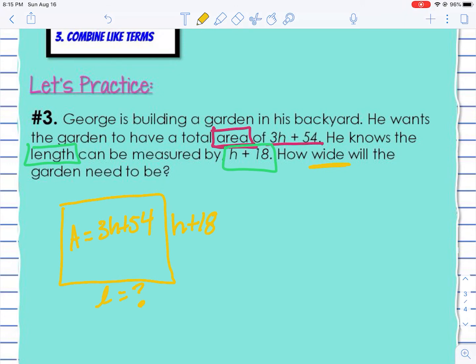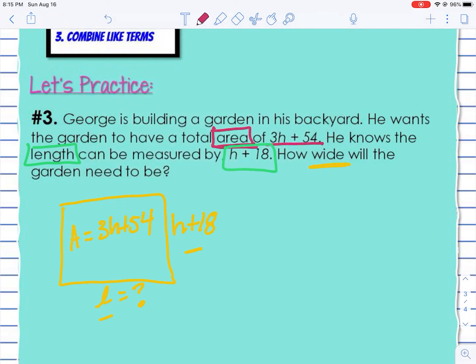Okay, so how do you find area? Let's think about this. How do we find area of something? Well, area of a rectangle is always the length times the width. So we know the width, but we don't know the length. But we know the length was multiplied by the width in order to get our area. So in other words, we kind of have to work backwards here.